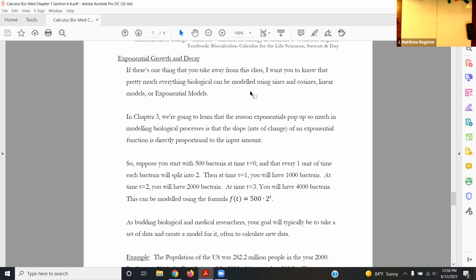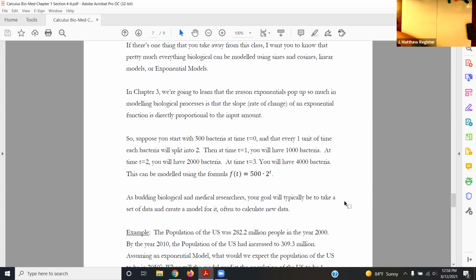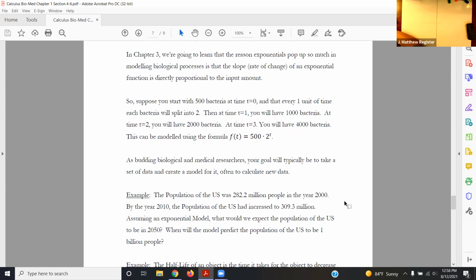For now, though, we just want to make sure that we can actually calculate some basic things. And this is models using unrestricted growth. Eventually, we'll have restricted growth, but for now, we'll stick with unrestricted. Suppose you start with 500 bacteria at time t equals 0, and every 1 unit of time, each bacteria will split into 2. Then at t equals 1, you have 1,000 bacteria. At t equals 2, you have 2,000. At t equals 3, you have 4,000. And this can be modeled using this formula, 500 times 2 to the t.